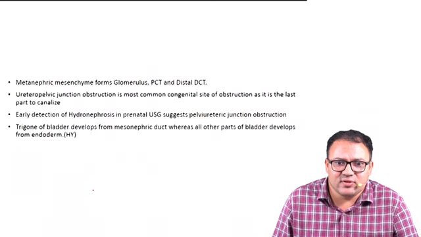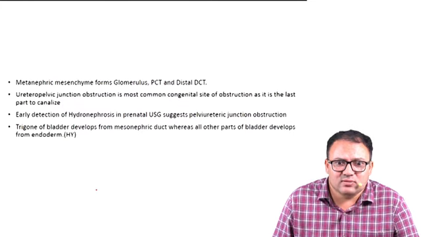Early detection of hydronephrosis in prenatal USG suggests pelvic-ureteric junction obstruction. So you have to do the anomaly scan, dating scan, if you suspect such a condition.